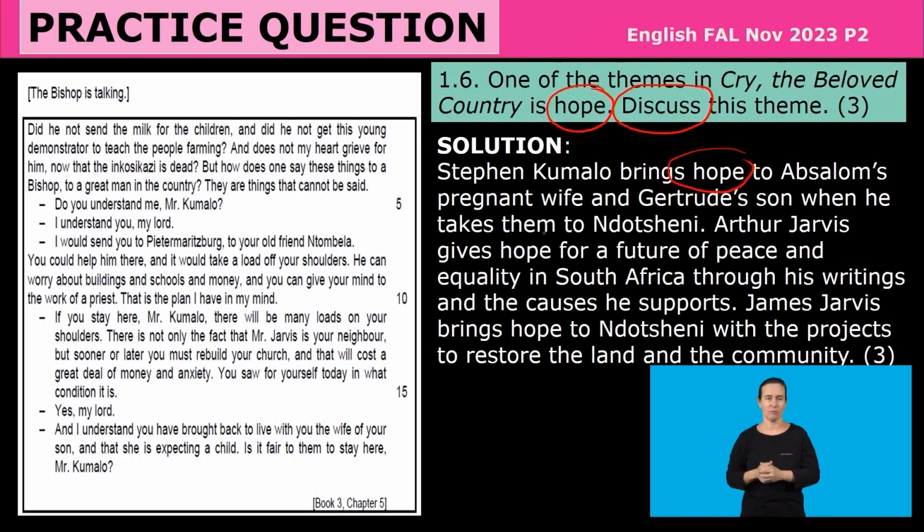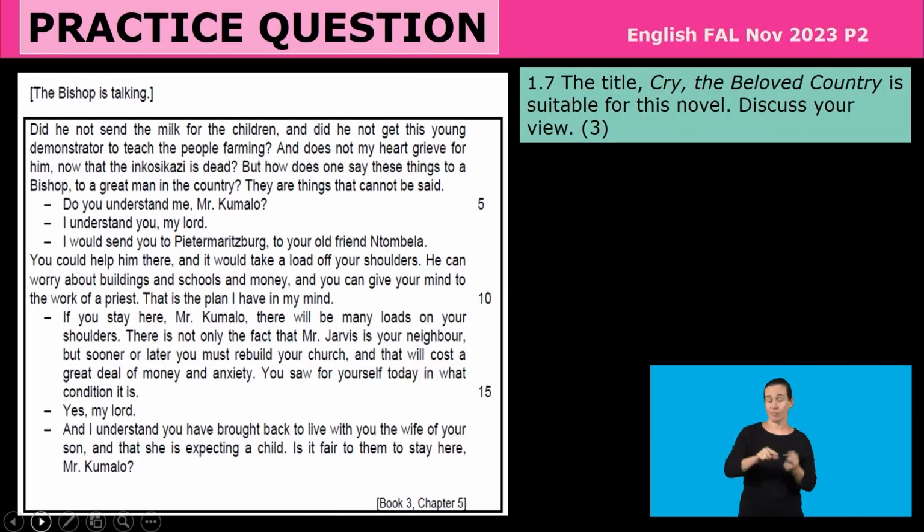Arthur Jarvis gives hope for a future of peace and equality in South Africa, all right? As in his writings and the causes he supports. So he's writing about what the people in the village are struggling with and how we need to empower them, teaching them farming skills. James Jarvis brings hope to Ndotsheni with the projects to restore the land as well as the community. So can you see in all three of those responses, the idea of hope has been addressed? Okay, let's move on to our last question.